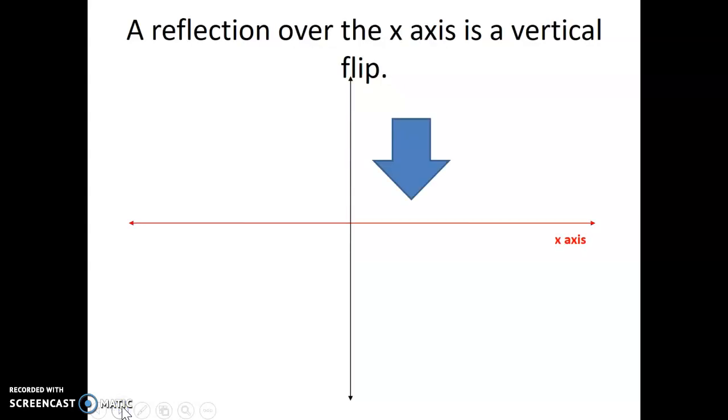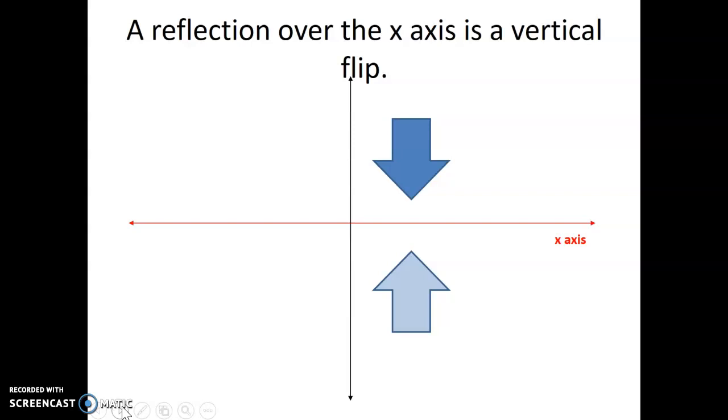Now, a reflection is a flip. So if I were to take this arrow and reflect it over the x-axis, what that means is I'm going to flip it over the x-axis. Notice I did not change the shape or size of my original figure. I've just simply flipped it over. I've created a mirror image.